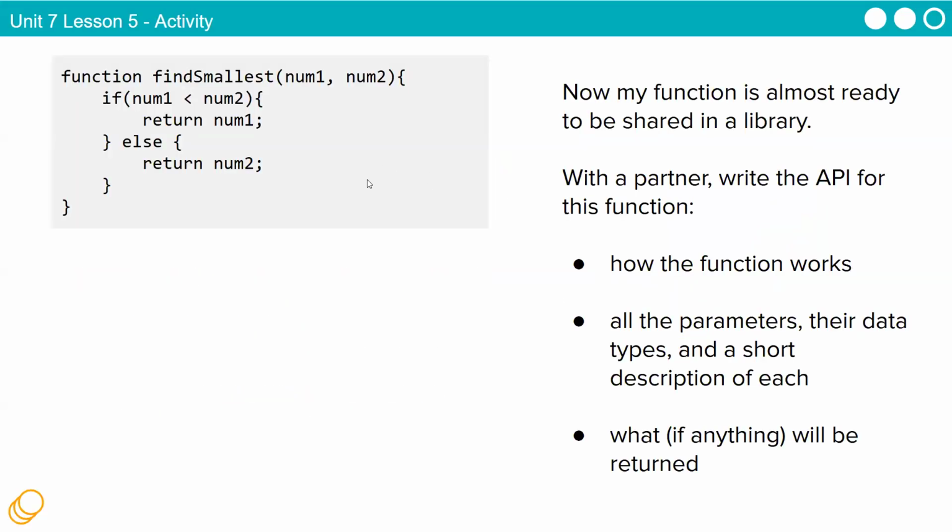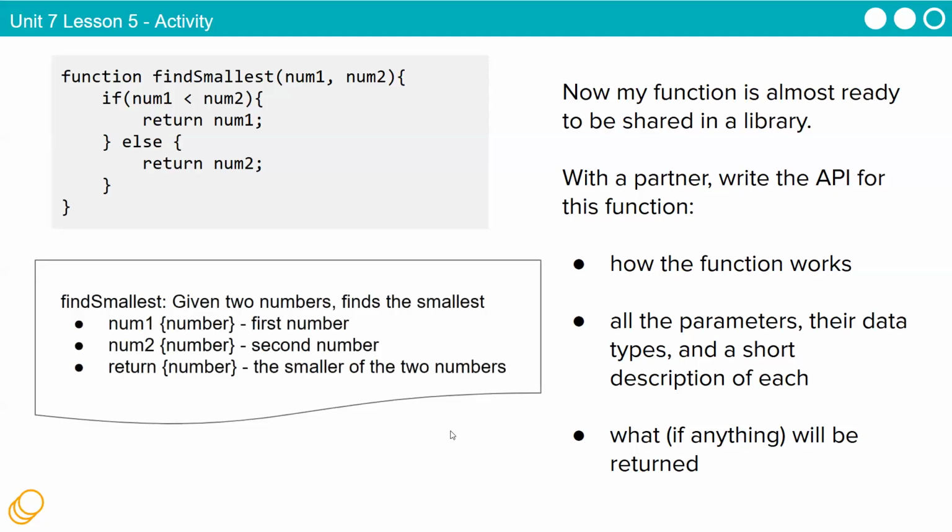So here we go, back to that find smallest function. So now my function is almost ready to be shared in a library. Students were directed to, with a partner, write the API for this function. Think about how the function works, all the parameters, their data types, and a short description of each, and what, if anything, will be returned. So maybe you came up with something like this. The function is called find smallest. Given two numbers, it finds the smallest. It takes two parameters, num1 and num2, which are both data type number. Those are considered the first number and the second number. And it returns a data type number, which is the smaller of the two numbers.